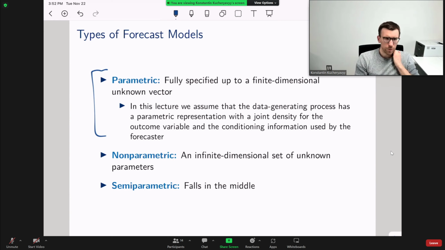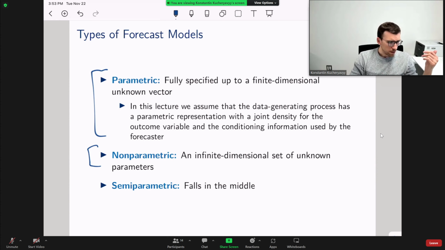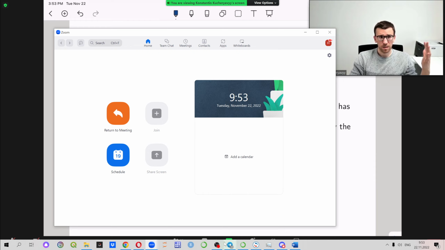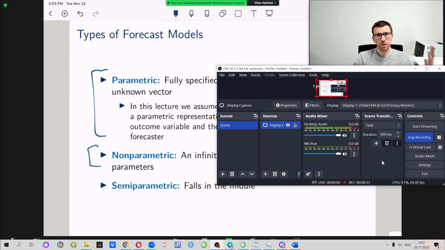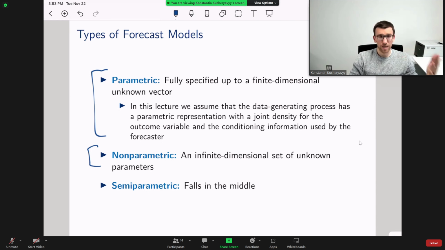If time allows, we will touch upon non-parametric, but really non-parametric estimation is its own subject area, and it usually needs a whole class on non-parametric methods. And for us, lots of ideas that we want to learn can be learned by considering parametric forecasting models.